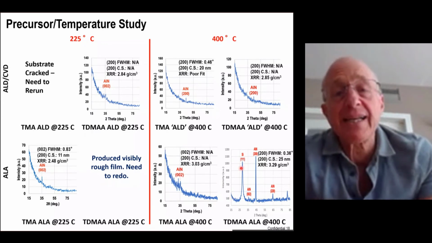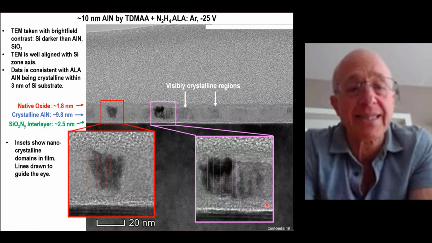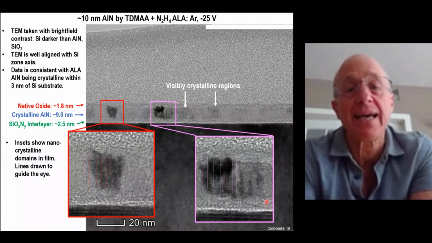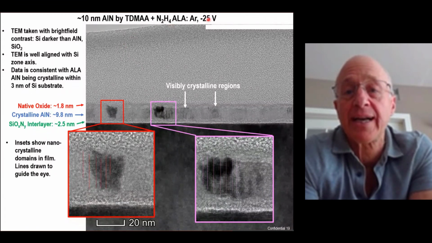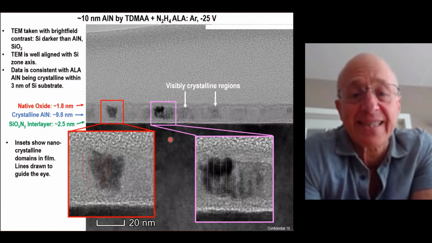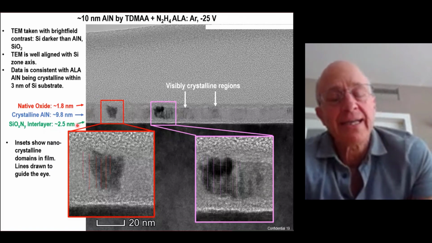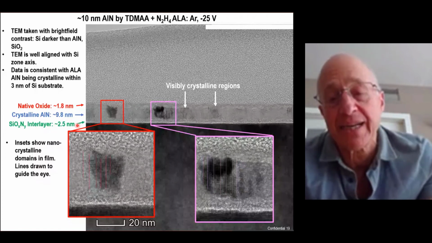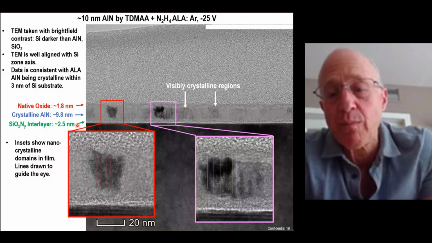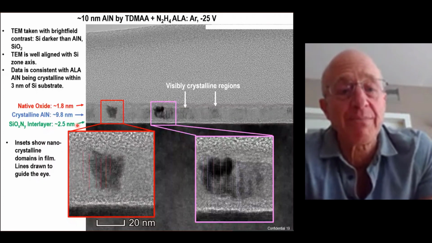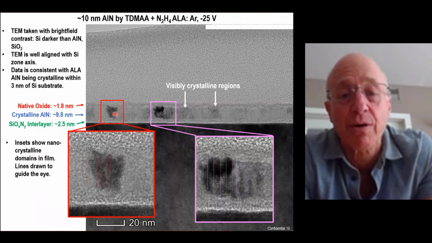To understand the mechanism, we wanted to look in TEM. And over here in TEM, we first put down a 10 nanometer film using the TDMAA plus hydrazine with the argon at 25 eV. And this is on silicon. And what's very nice about this is the interlayer is only 2.5 nanometers. And as I mentioned, amorphous materials are terrible thermal conductors. So we want to get our crystalline aluminum nitride as close to the silicon as possible. If anything, we would want to have 0 of this.